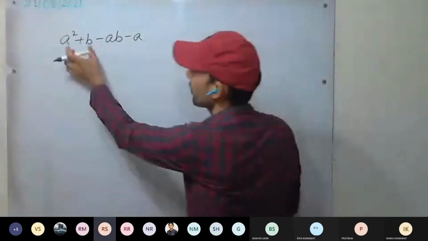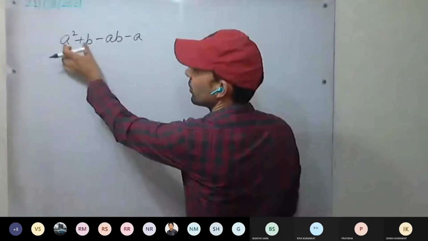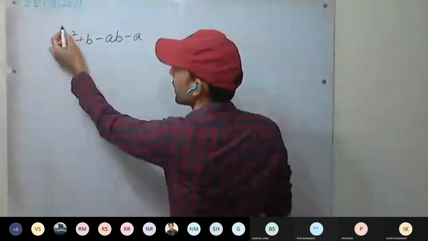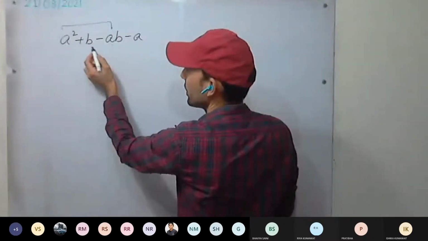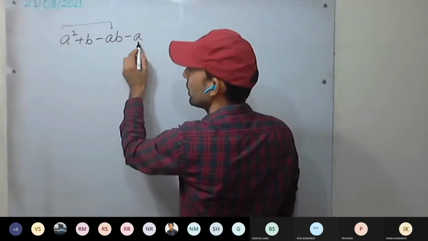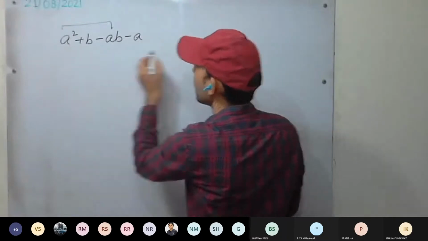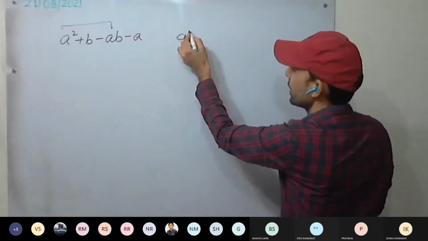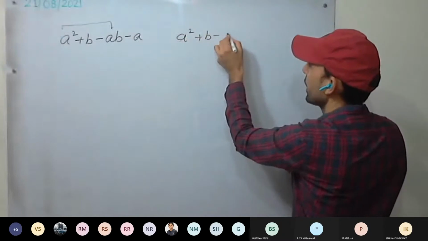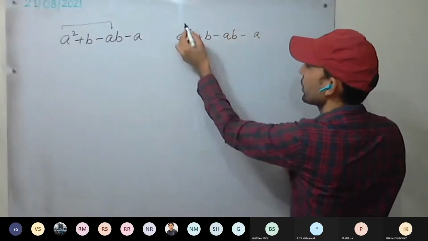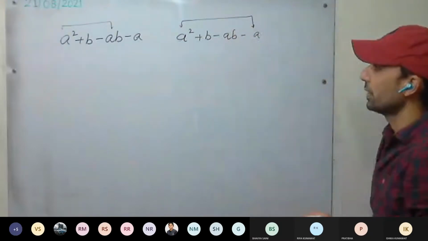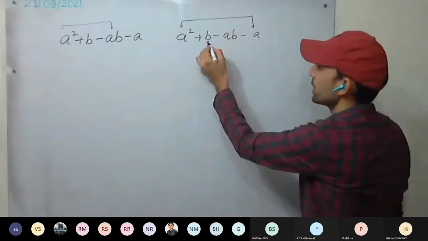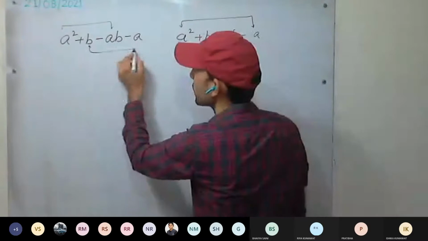Can we group first and second? First and last, second we can't. Either first and third. Yes or no? That also we can do. Here I write a square plus b minus ab minus a. Okay, you are saying first and last also. It means these groups or these groups.